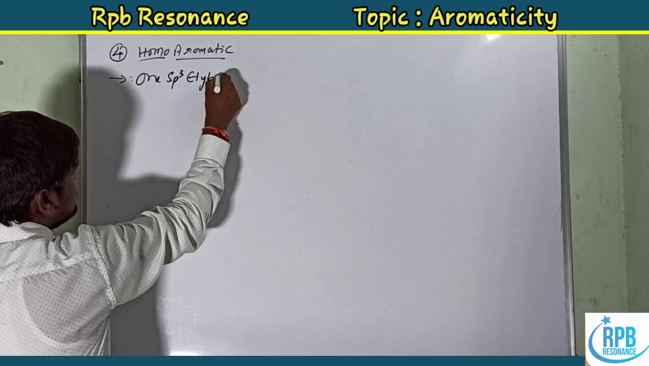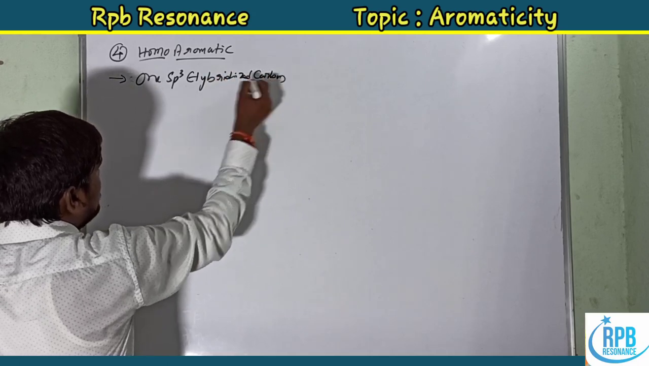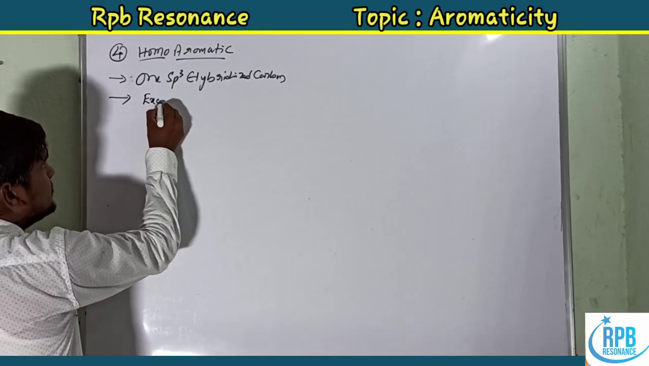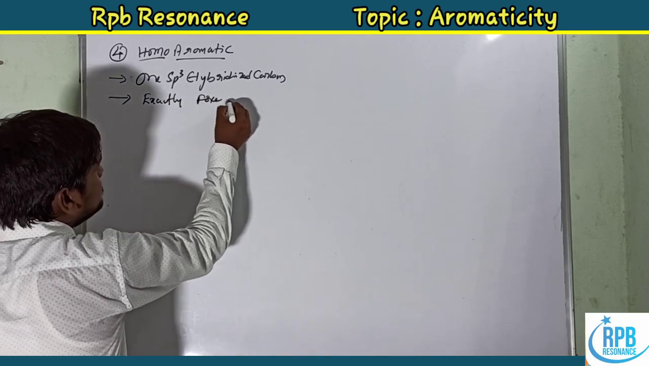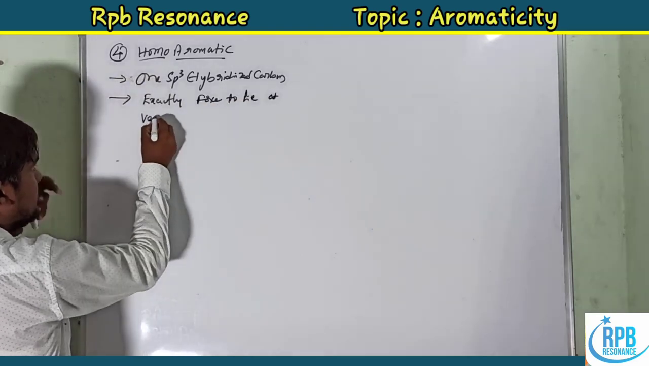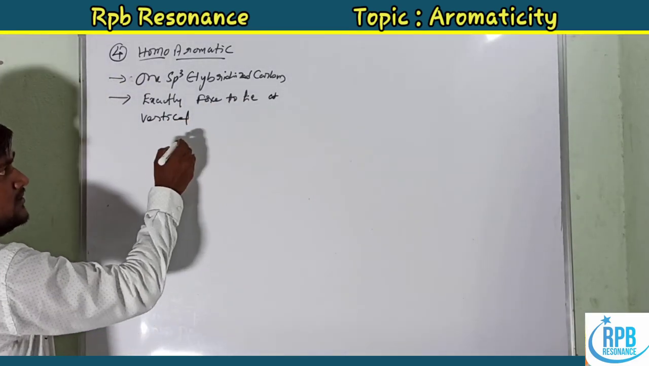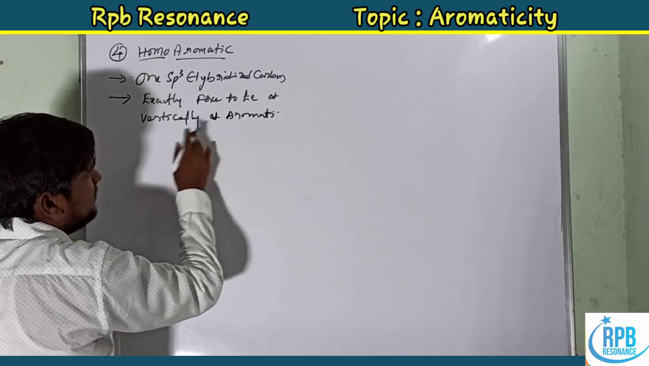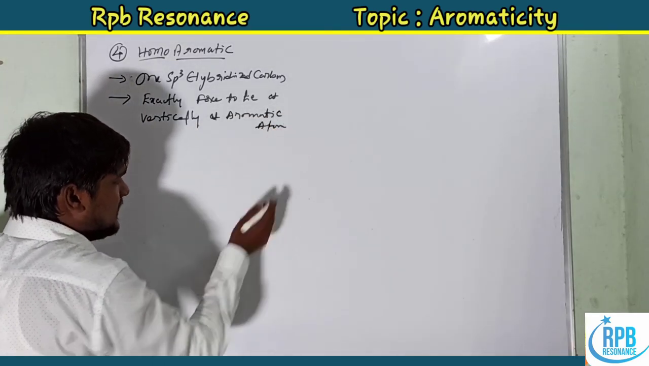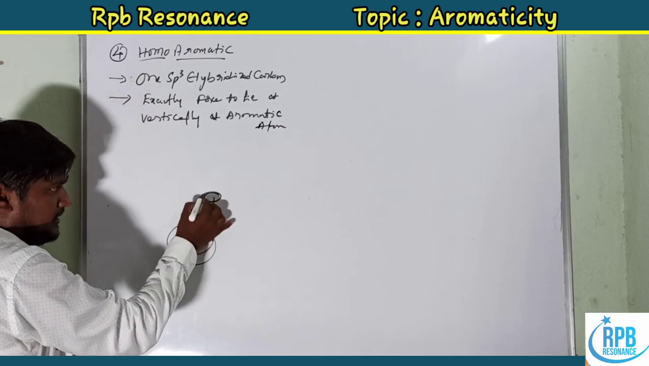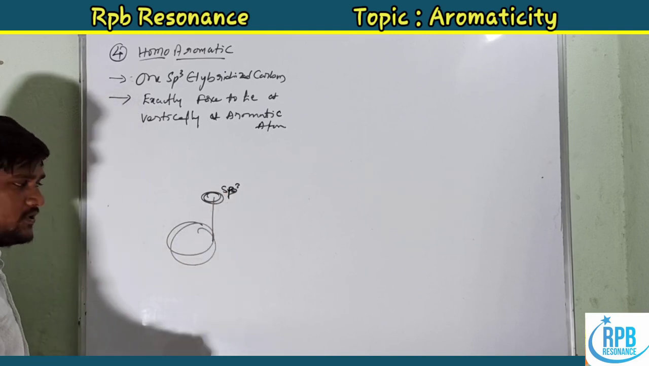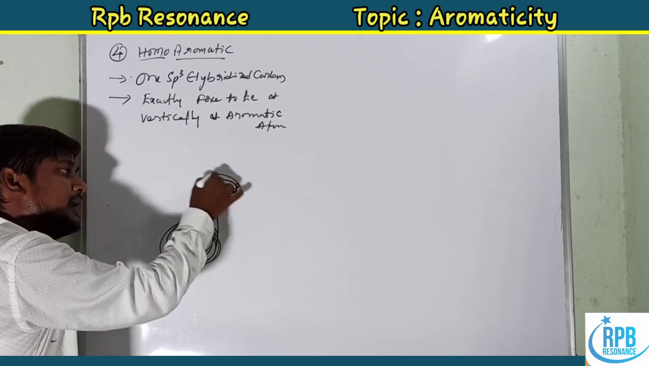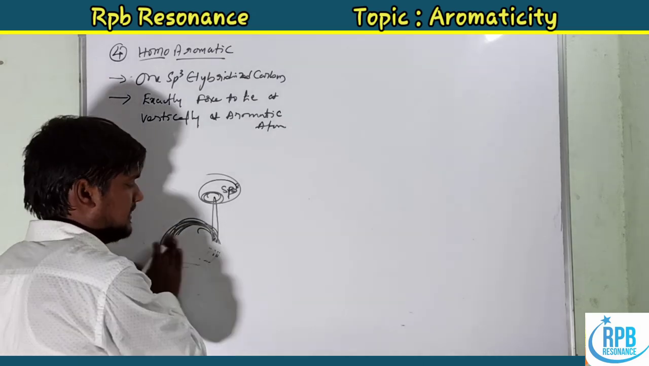But this sp3 hybridized carbon is forced to lie exactly vertically at the aromatic atoms. So here there are delocalized aromatic atoms, and the sp3 hybridized atom is connected to them, but it is placed at the exact vertical of these aromatic atoms. Now let's discuss one of the examples.